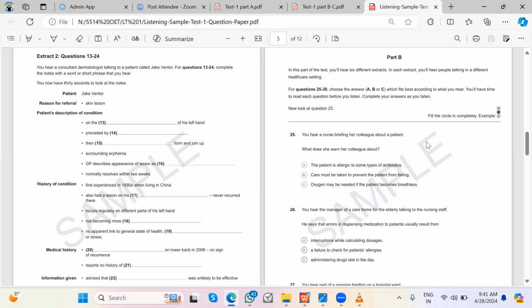She has an 18 gauge in her left arm. She's got normal saline at 15 mils per hour. Okay.